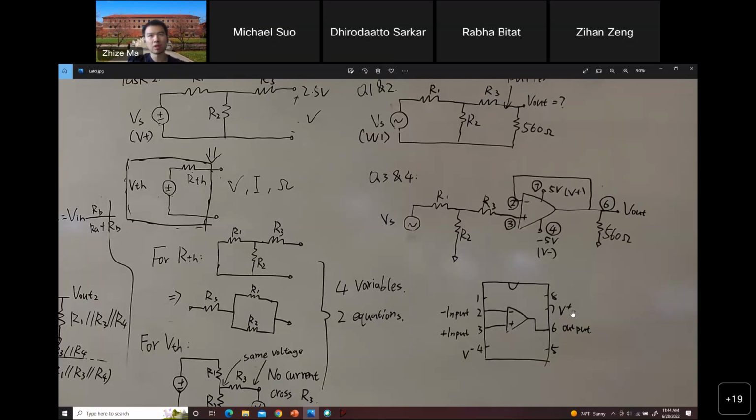So what I will do is build this circuit first, and before I turn on my power supply, I will double check my pin 4 and pin 7. When you build this circuit, turn off every power source.